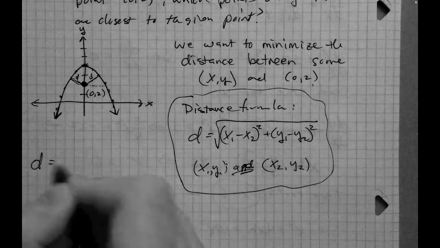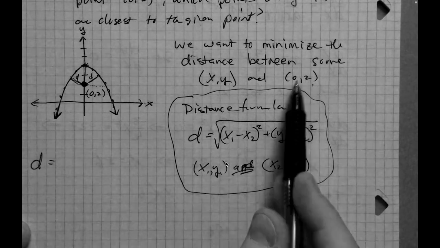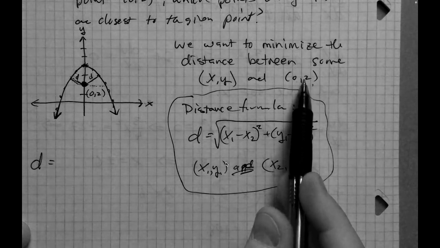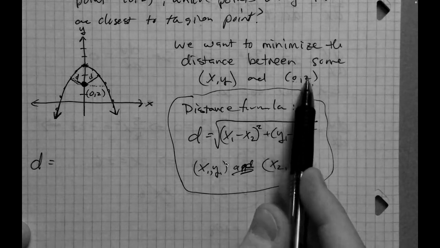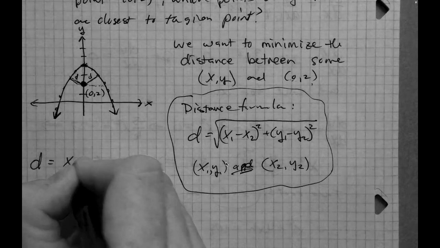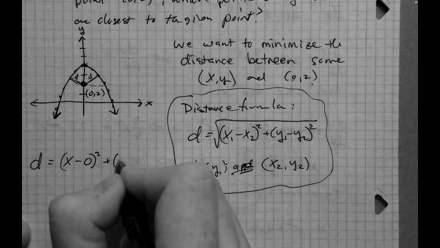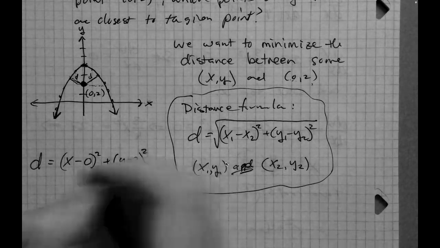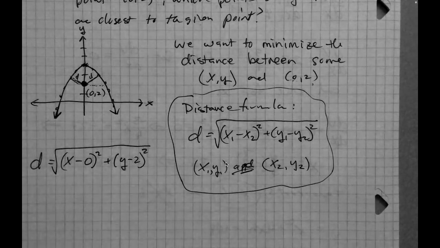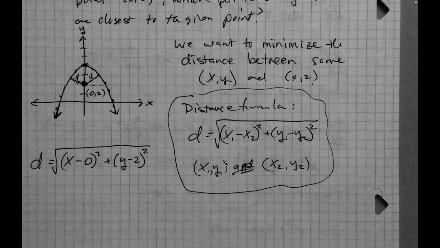So D equals, so let's just call this x2 and y2. So you're going to have x minus 0 squared plus y minus 2 squared. So that's the square root. We need the square root of that. And so this is what we want to minimize.